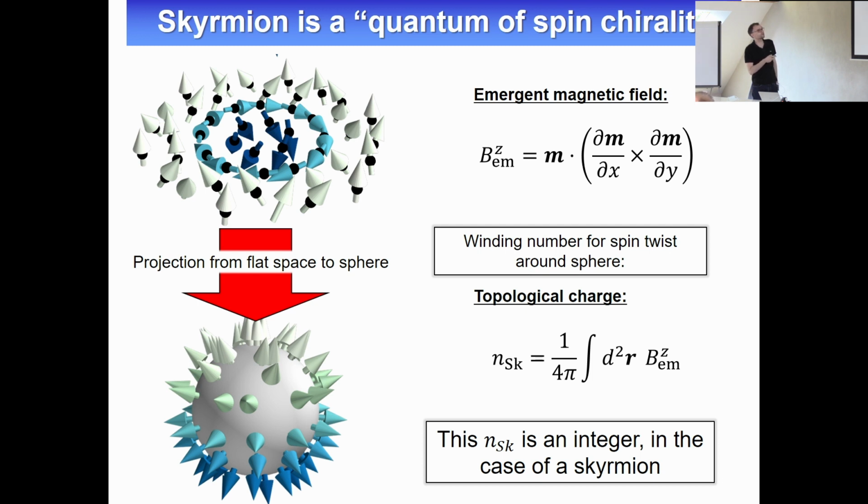So if you integrate this emergent magnetic field over a magnetic unit cell of this skyrmion, you would end up with an integer number, namely the skyrmion number. And Caitlin mentioned this quickly, but I wanted to show you a nice picture related to it.